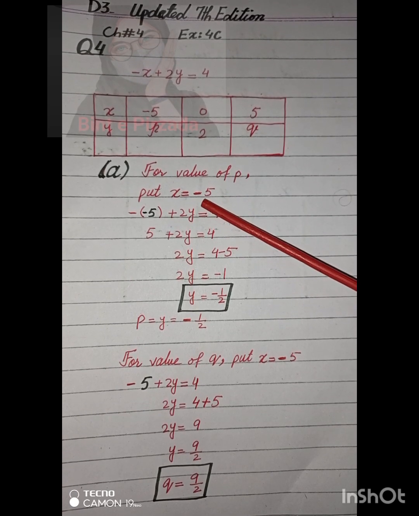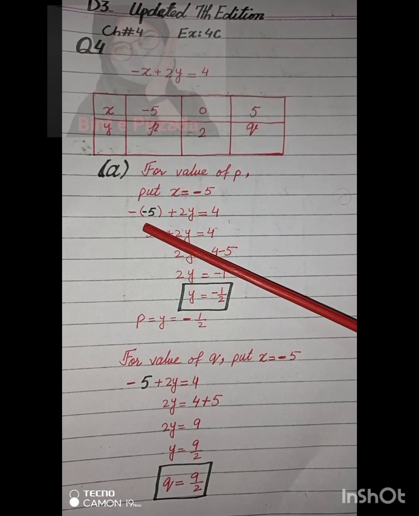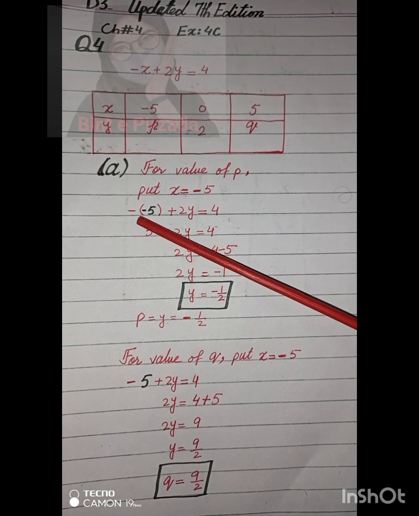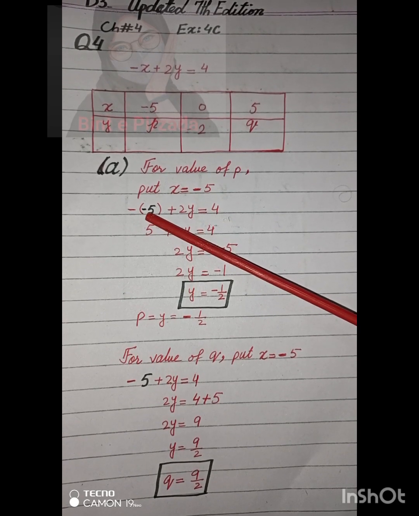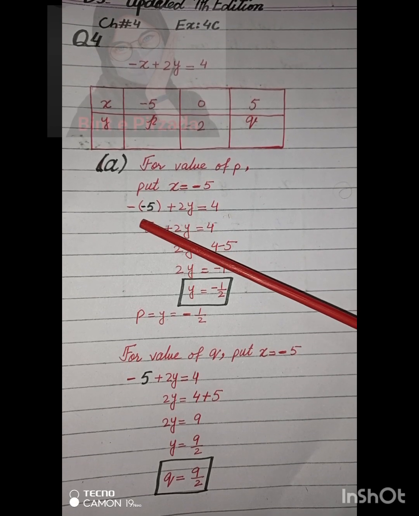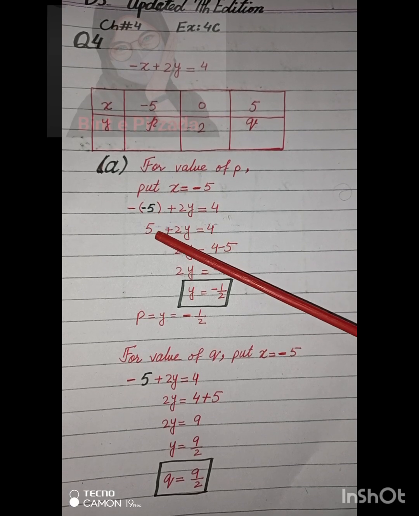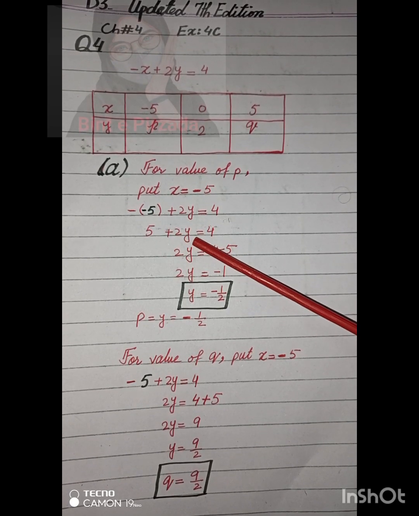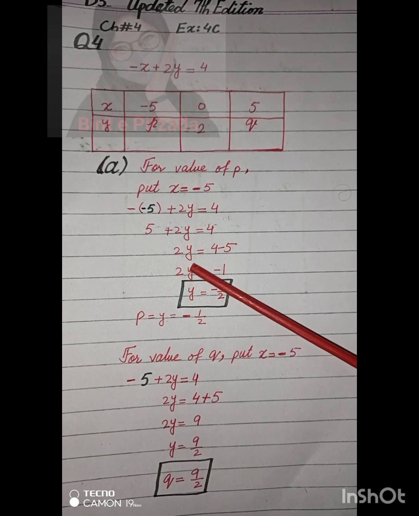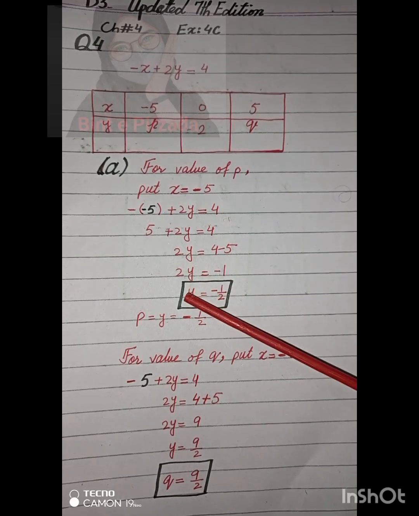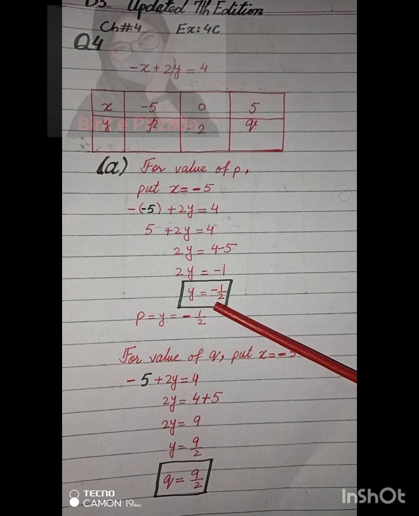In part A, we have to find the value of p. For this we will put x equals minus 5 in the equation. The equation is minus x plus 2y equals 4, so we write minus into minus 5. The first minus is the sign in the equation, and the second is the value of x, minus 5. So minus into minus 5 plus 2y equals 4. Minus multiplied by minus becomes plus, so 5 plus 2y equals 4. Shifting 5 to the right-hand side, positive becomes negative, so 2y equals 4 minus 5, which is minus 1, and y equals minus 1 by 2.